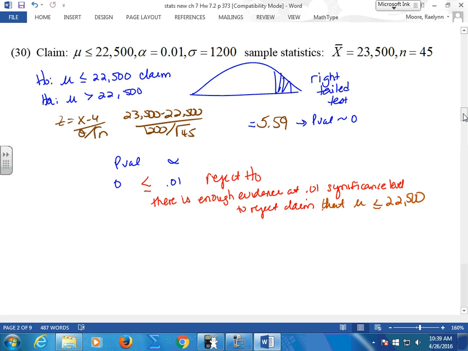Look how high this z-score is. That z-score is well off that chart. So essentially the area to the right of it is essentially 0. So you're testing a 0 against any number, it's going to be less than. Again, you reject your H0. You have to follow your chart. There's enough evidence, guys, let me just finish these last ones, to reject the claim that the mean is less than 22,500.